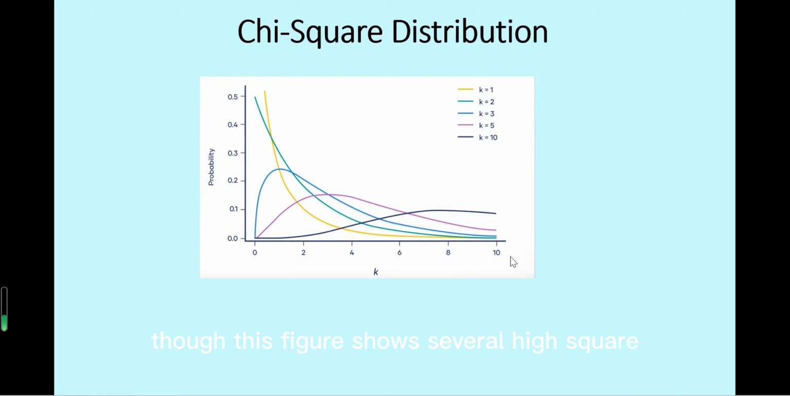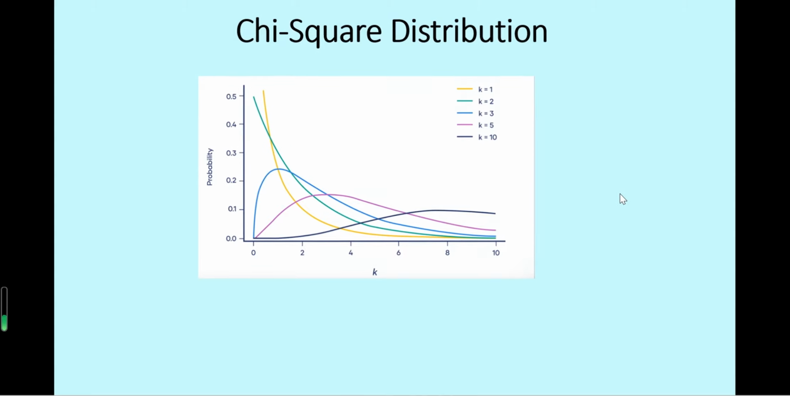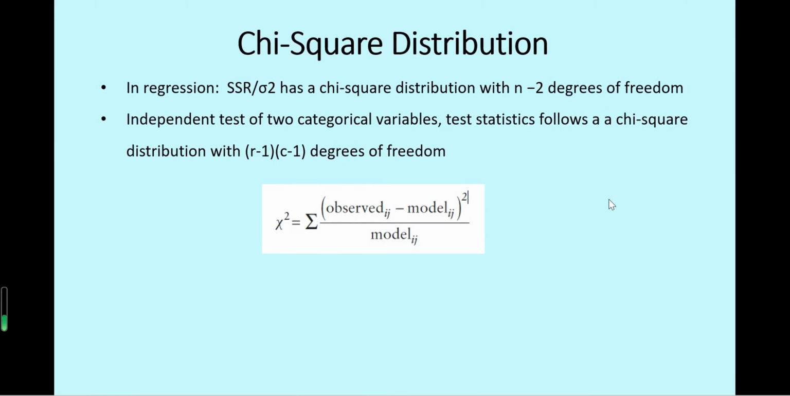This figure shows several chi-square distribution density curves with different degrees of freedom. In regression, we know the sum of squared residuals divided by the observations variance has a chi-square distribution with n-1 degrees of freedom, where n is the number of observations in the data set.